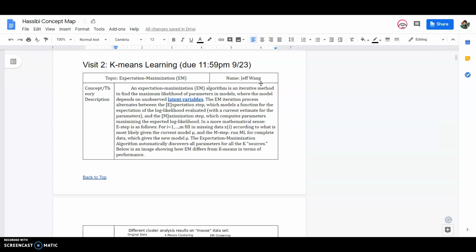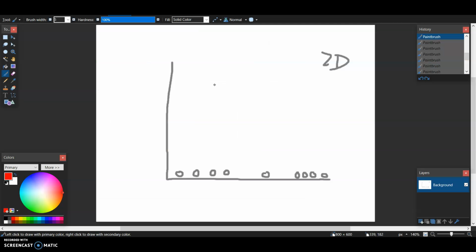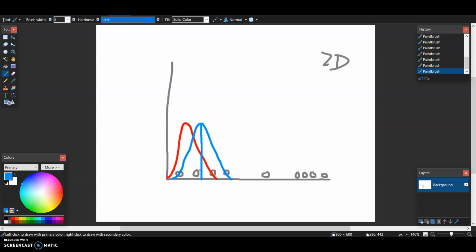And I can just give you a quick demo of what it is. So this is a 2D example of what EM can do. Let's say you have Gaussian R, which is red, and then you have Gaussian B, which is blue. And as you can see, the mean is probably around here. The mean for this Gaussian is probably around here.